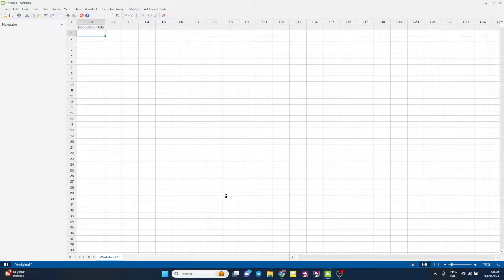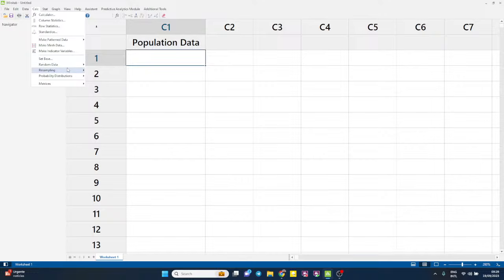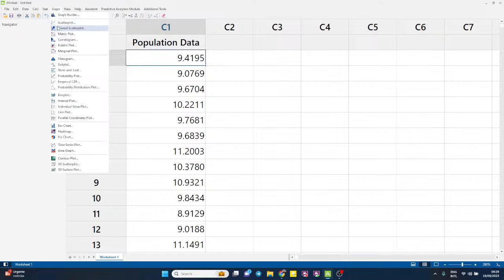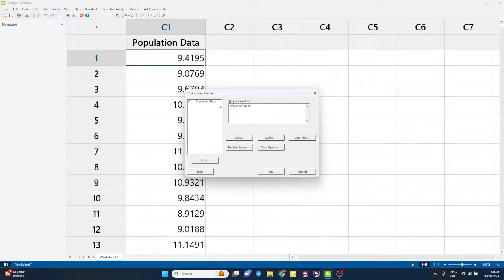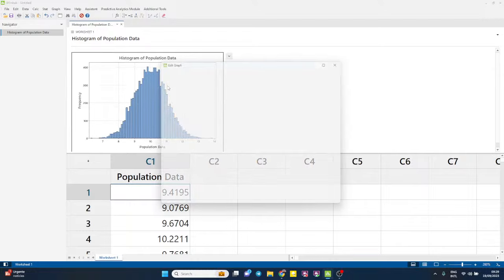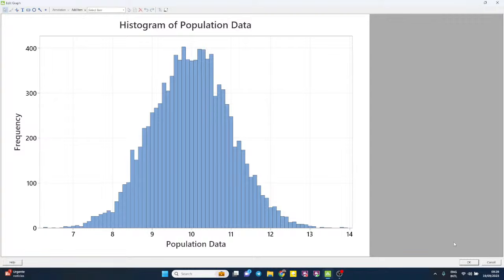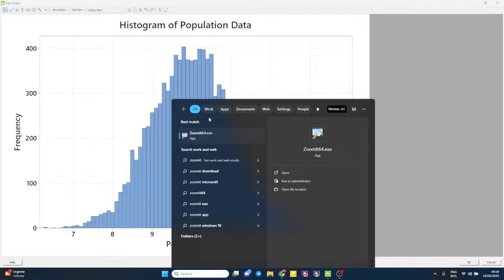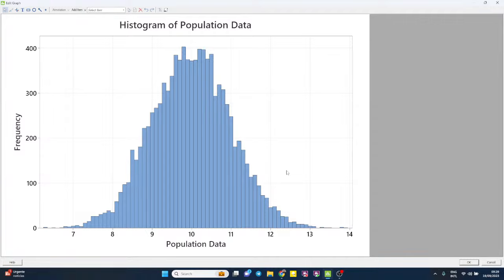Let me show you something here. Let's suppose I have a population of size 10,000. 10,000 data points, but normally I do not have this data. I do not have the population data. This is the population. Does it look like a normal probability distribution? Yes or not? You tell me. Yes. Beautiful.